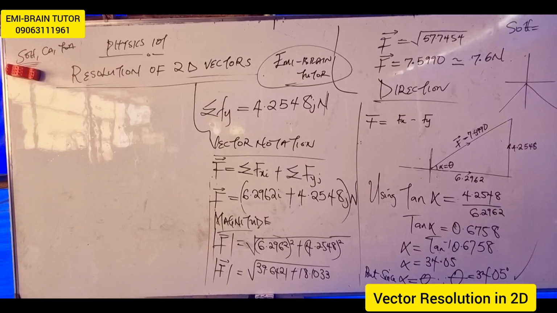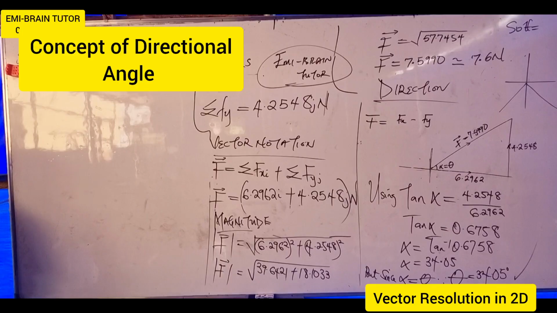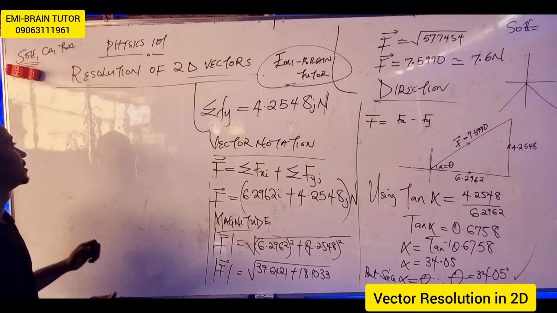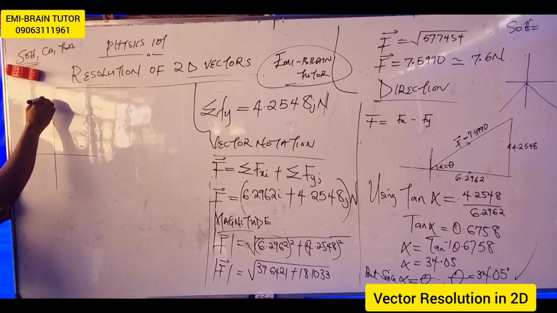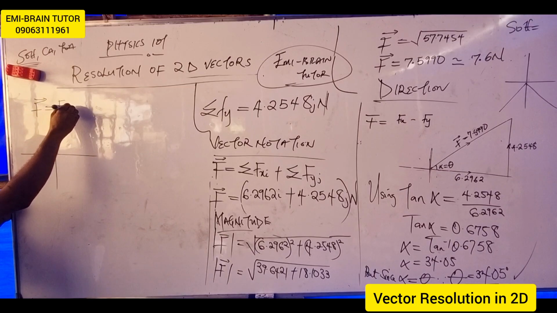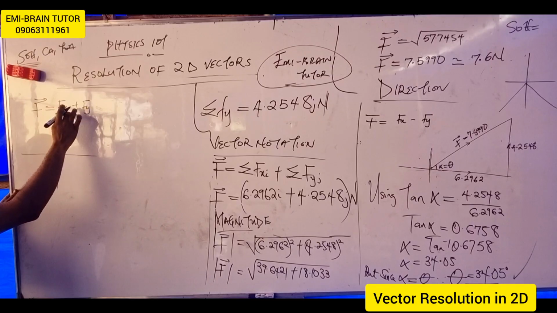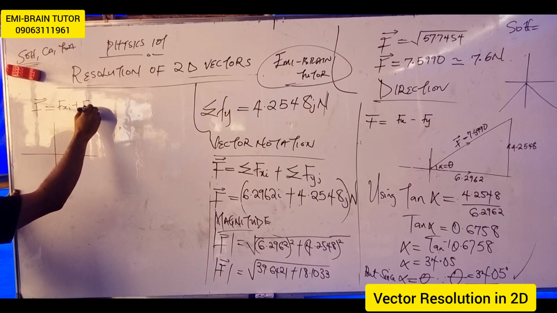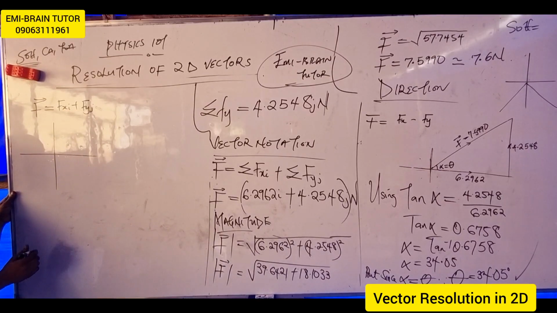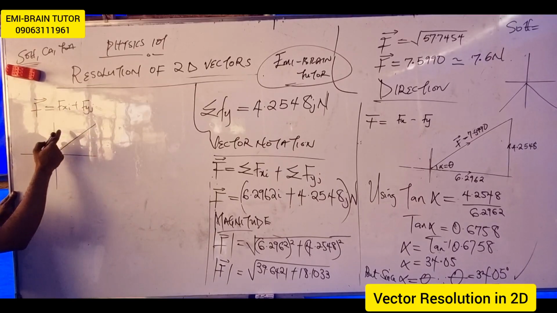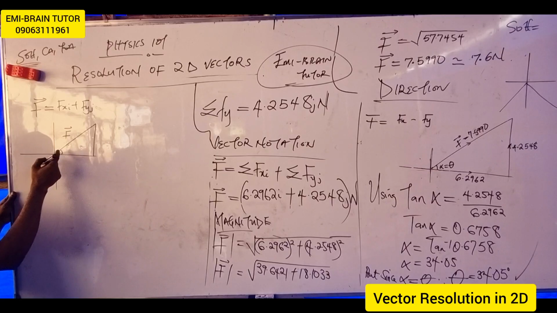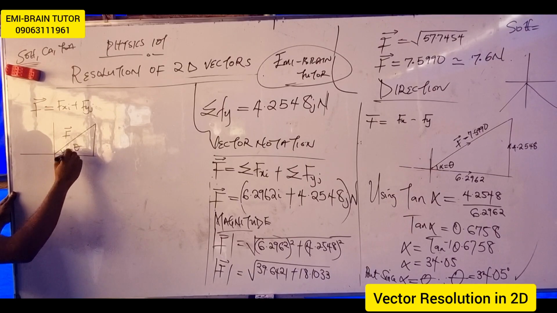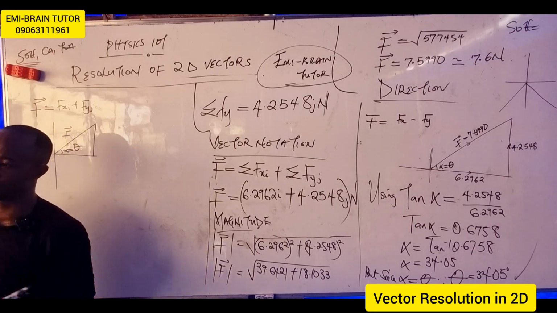Okay, this one. Let me summarize the concept of the directional angle. Most of you are still having issues with that. We already say that if I have force F equals Fx i plus Fy j, this force F falls in what quadrant? In the first quadrant. In this quadrant, alpha equals theta. Theta is called the directional angle.